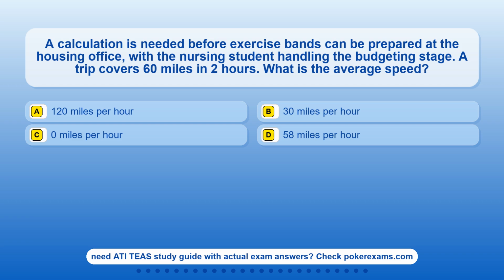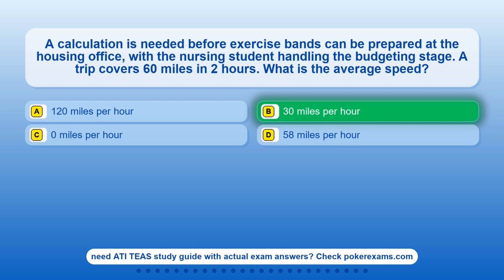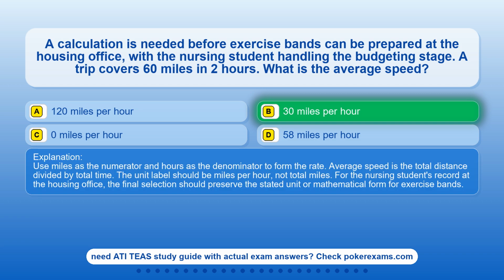Option A, 120 miles per hour. Option B, 30 miles per hour. Option C, 0 miles per hour. Option D, 58 miles per hour. The correct answer is option B, 30 miles per hour. Use miles as the numerator and hours as the denominator to form the rate. Average speed is the total distance divided by total time. The unit label should be miles per hour, not total miles. For the nursing student's record at the housing office, the final selection should preserve the stated unit or mathematical form for exercise bands.